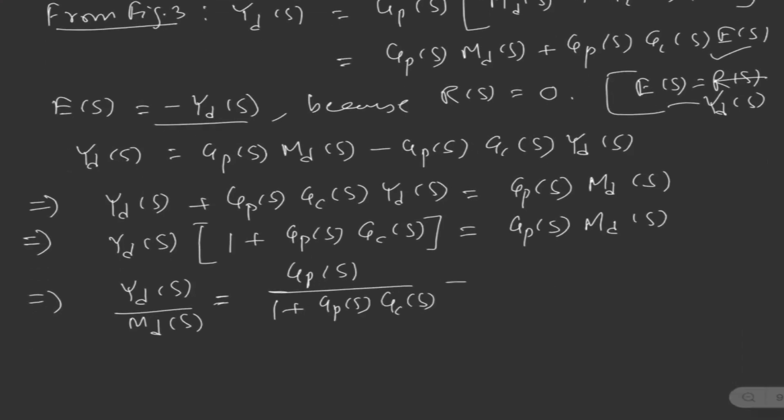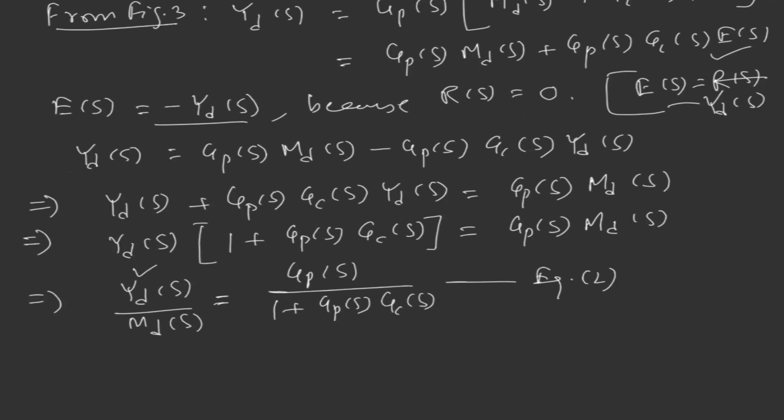So this is the second equation, which relates the disturbance and the output signal. How is the disturbance going to affect the output? Output means the attitude of the aircraft. How is it going to affect it? This is the relation.